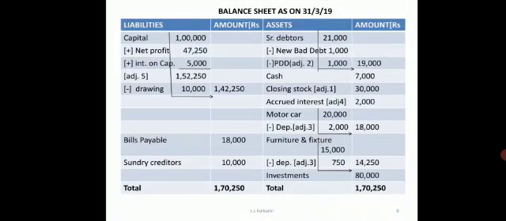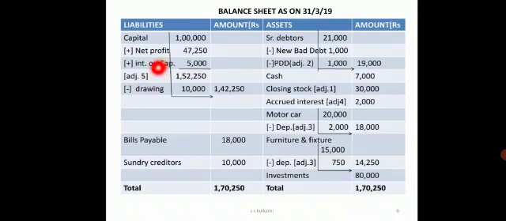So now we have the balance sheet on 31/3/2019. So the liabilities, assets and amount columns on both the sides. Now I have capital. Capital amounts to 1 lakh. To this I will add my net profit that has been earned, 47,250. I will also add interest on capital, increasing my investment. So that is adjustment 5.